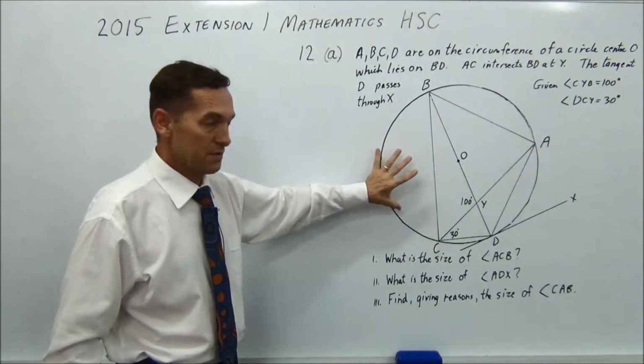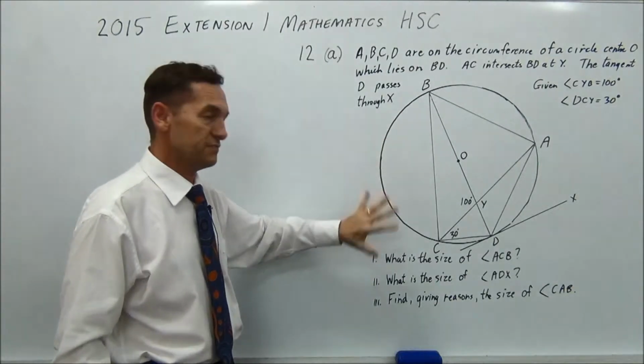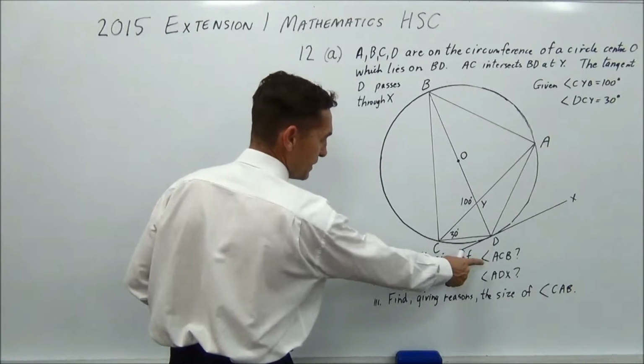Because of the diagram, it actually looks a bit confusing, but if you know your circle rules, it's very straightforward. Let's see how we go. What is the size of angle ACB?